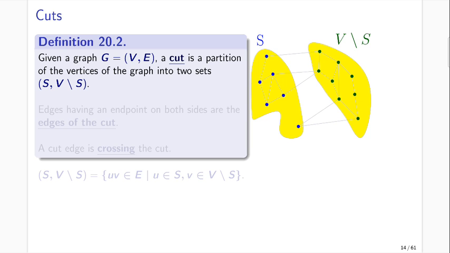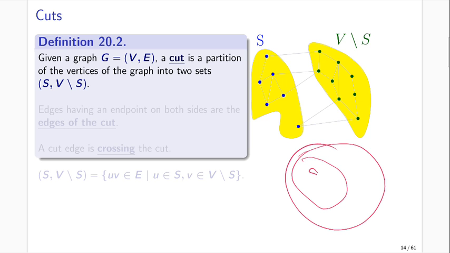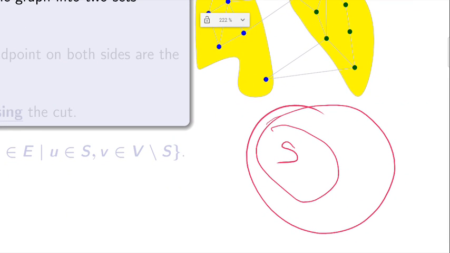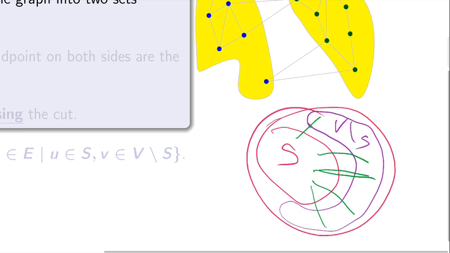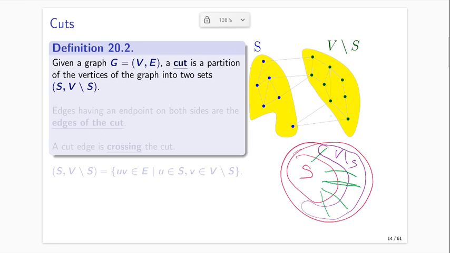So what is a cut? You take the graph and you pick a subset of the vertices S. You look at the complement set of vertices, all the other vertices in the graph, V minus S. And the cut is just all the edges that go across, where one endpoint is in S and the other end is in the complement. Okay, so this is called the cut.